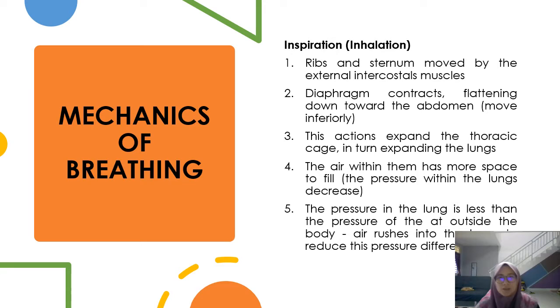So the breathing started when the ribs and sternum are moved by the external intercostal muscles. The diaphragm will contract, flattening toward the abdomen. So it will move inferiorly, go down. These actions will expand the thoracic cage, resulting in expanding the lungs.